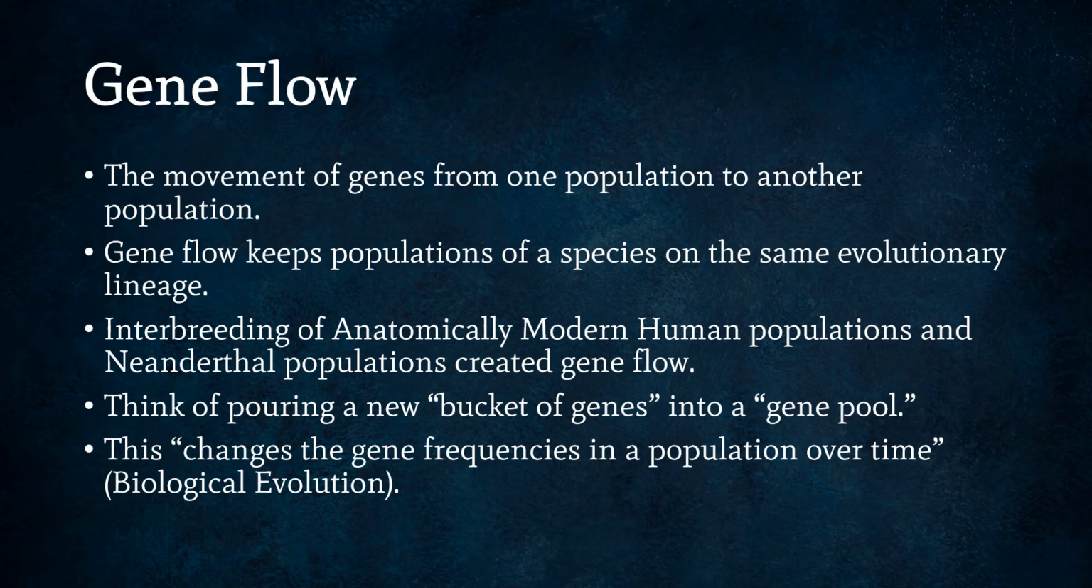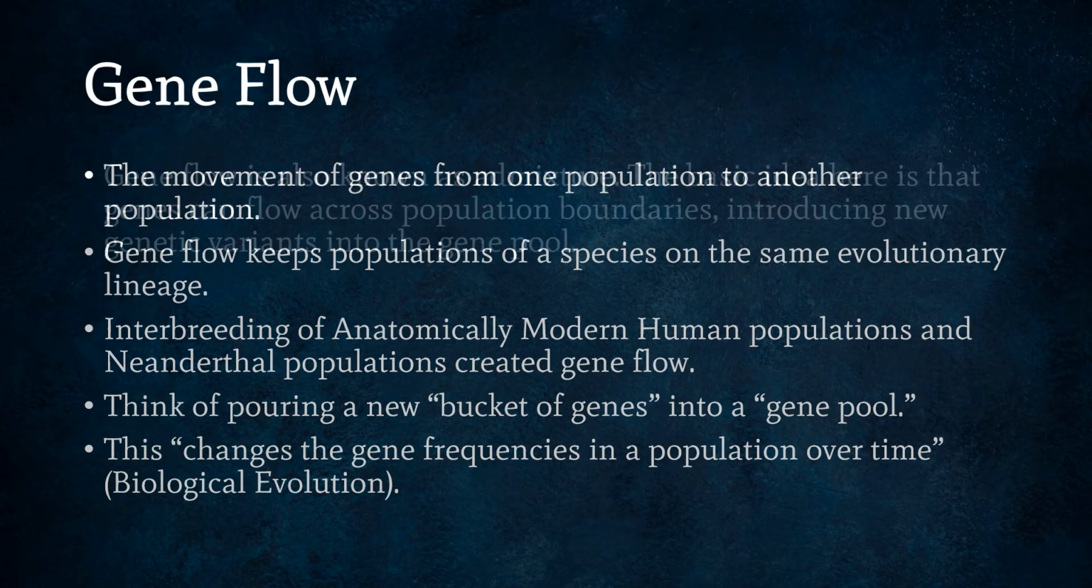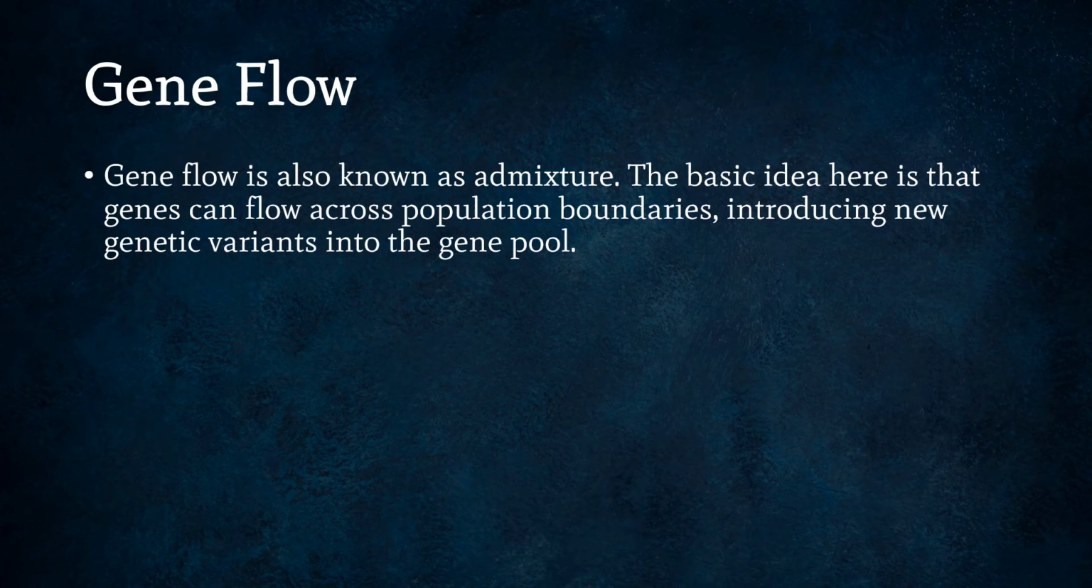This, of course, changes the gene frequencies in a population over time because you're getting genes from another population into your gene pool. Gene flow is also known as admixture. The basic idea here is that genes can flow across population boundaries, introducing new genetic variants into the gene pool.